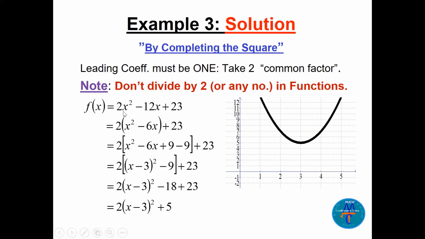So what do we do? Instead, take 2 as a common factor here, only from the x squared and x. Leave 23 until the end. Now inside you complete the square. Take the coefficient of the x, divide by 2, and then square it. So you add and subtract in the brackets. Remember, add and subtract in the brackets.